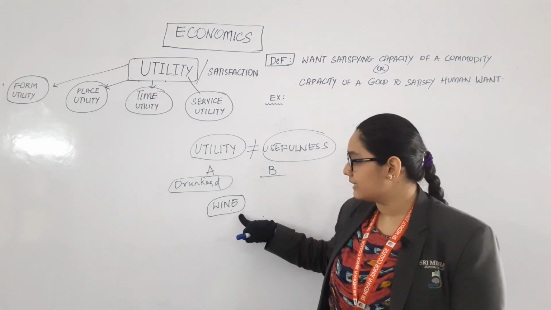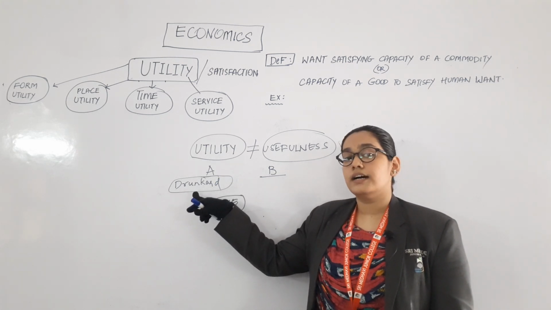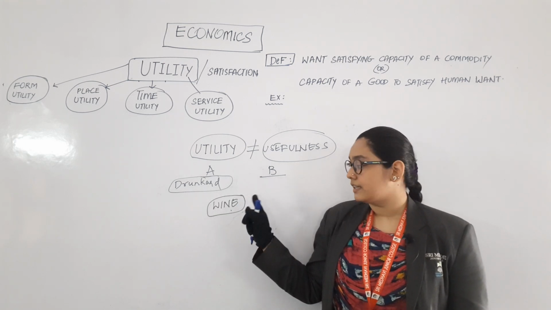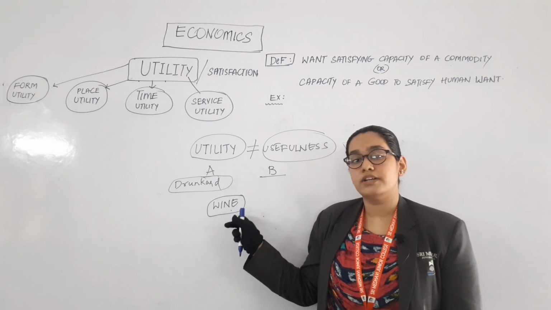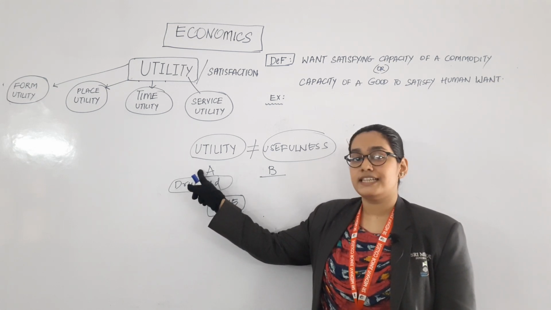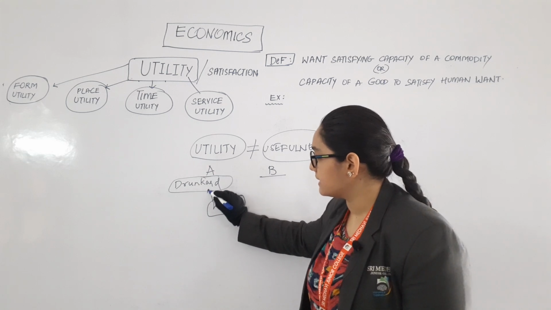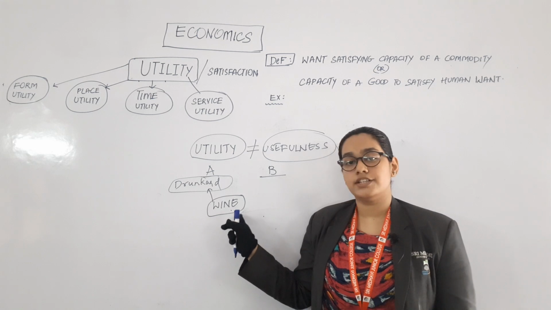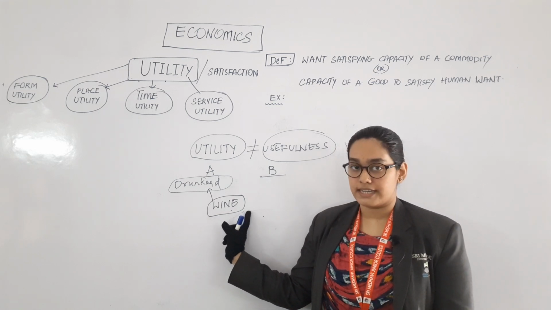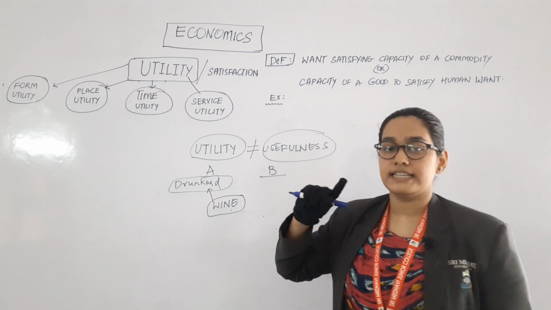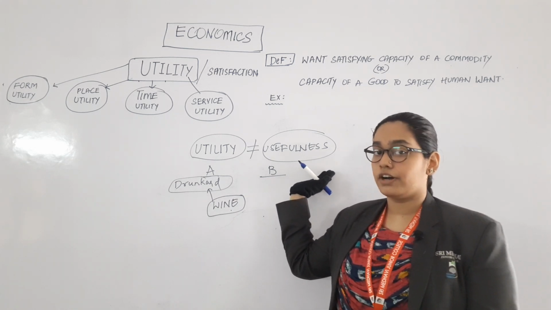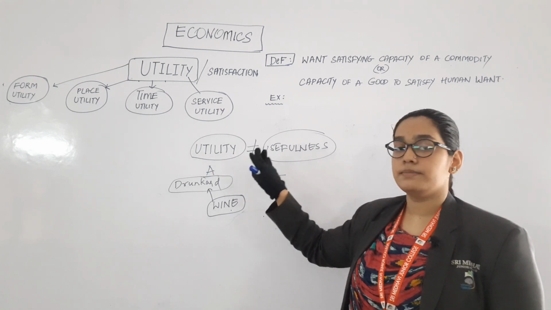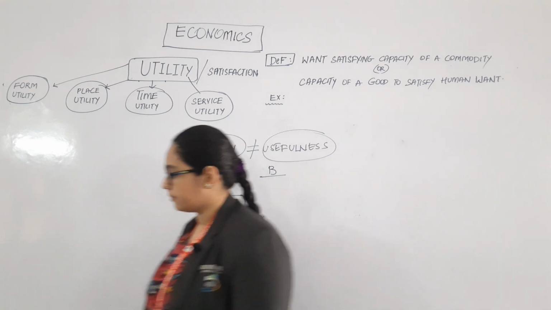Can you tell me whether this commodity is satisfying person A or person B? Wine is obviously going to satisfy person A, because a drunkard is going to get utility and satisfaction from this commodity. So there are a few commodities which are not useful for us, but still have utility. These two terms are completely different from each other.